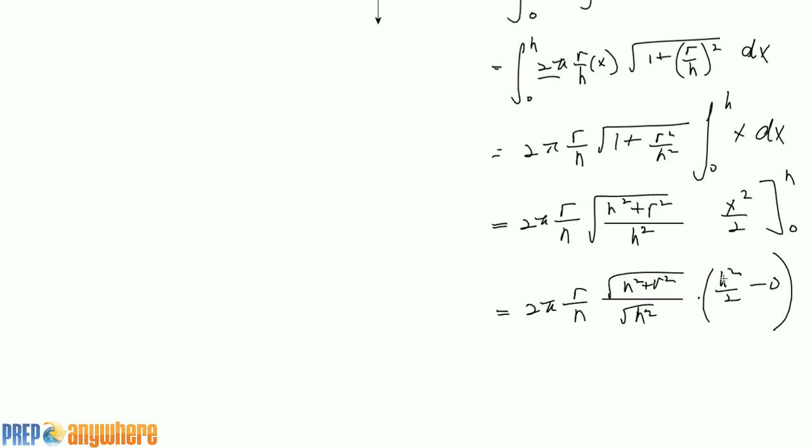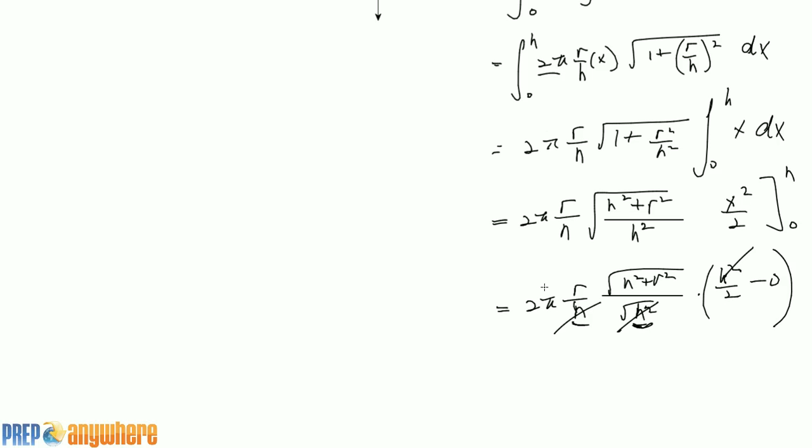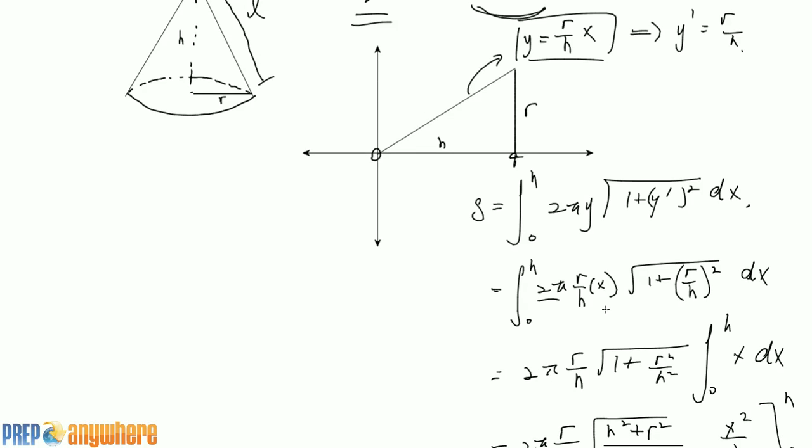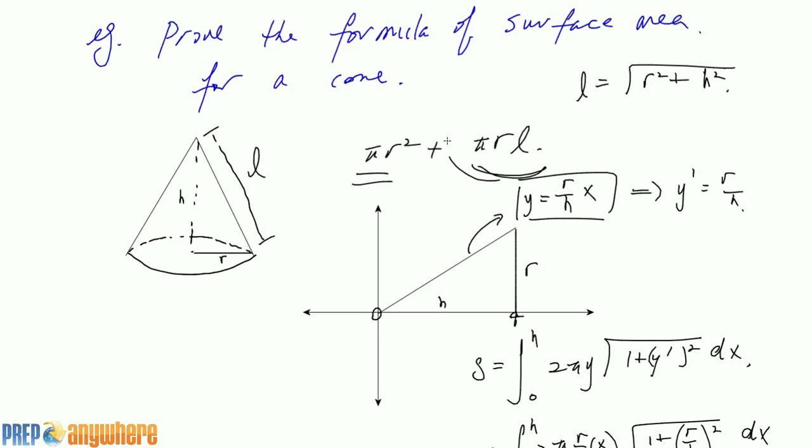Good. Because now we have h here, another h here. It will cancel out with that h squared. This 2 will cancel out with this half. So we have pi r times the square root of h squared plus r squared, which is L. Pi r L. So we proved it. So we've just shown that the side is pi r L. And this is easy. So therefore the surface area is pi r squared plus pi r L.